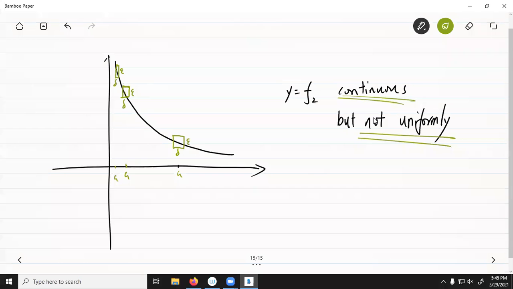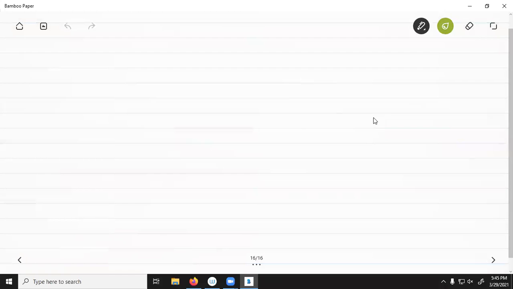So now, let's look at another one. In the previous section, we had the theorem that says if you have a continuous function on a closed interval, then that continuous function must be uniformly continuous. So for a continuous function on a closed interval, uniform continuity and continuity are exactly the same thing. That theorem tells you that.